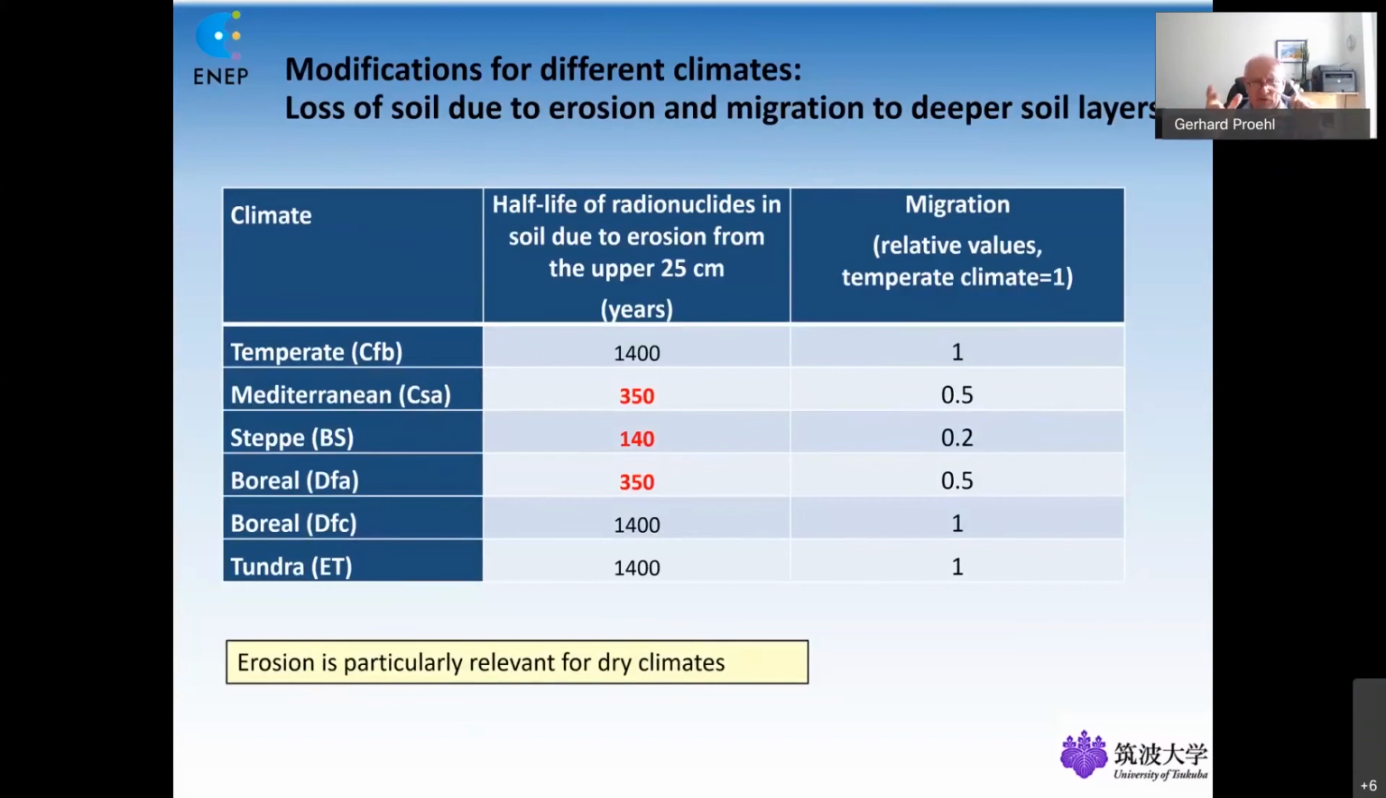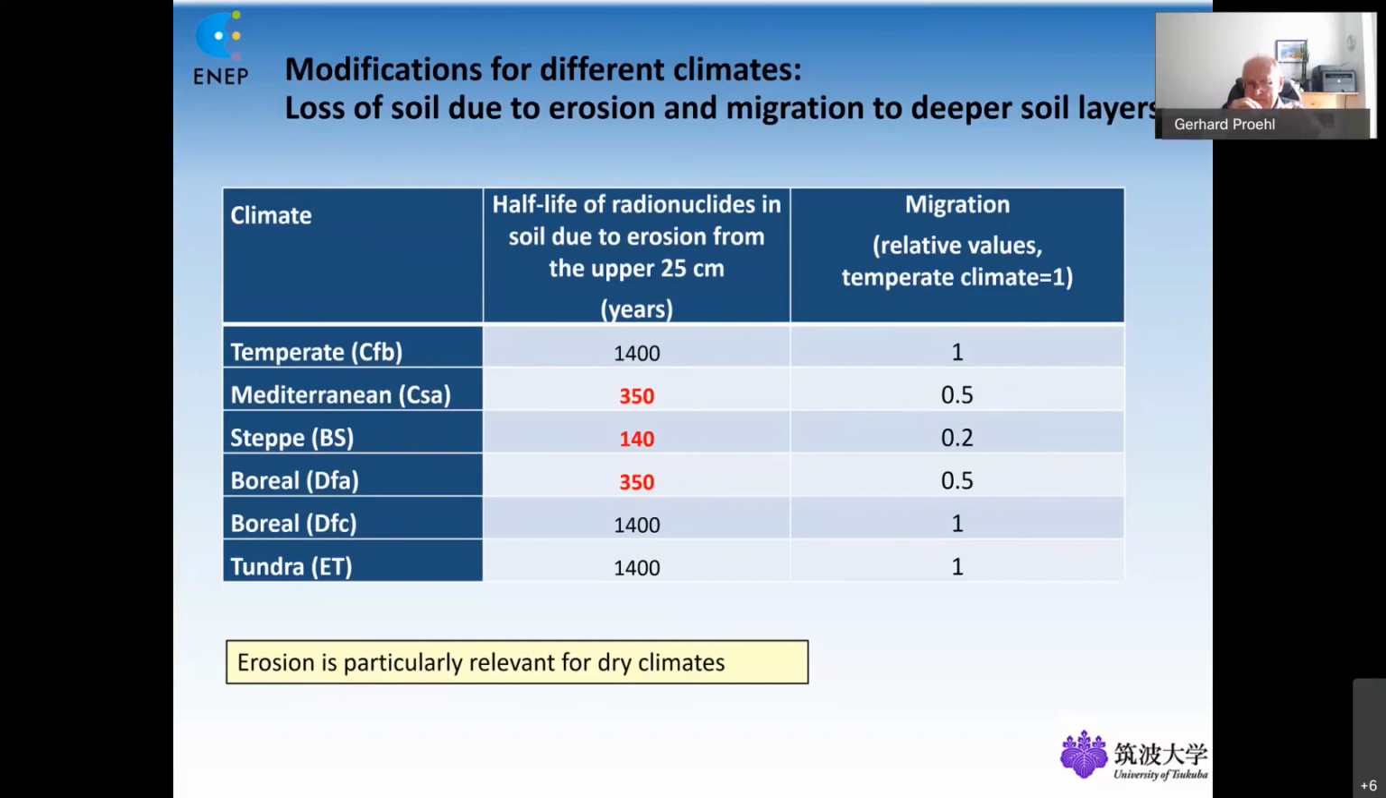If you look at the temperate climate for erosion, the half-life of radionuclides in soil due to erosion over 12 centimeters is an estimation of something about 1400 years. So on the long term, it is not a very effective process, at least not if you look at a broader range. However, in the Mediterranean area, erosion is higher, in particular wind erosion. It's a factor of 4 higher, and in steppe we have assumed it's a factor of 10 higher because soils are dry for long periods during the year, but there's no difference in the boreal tundra climate.